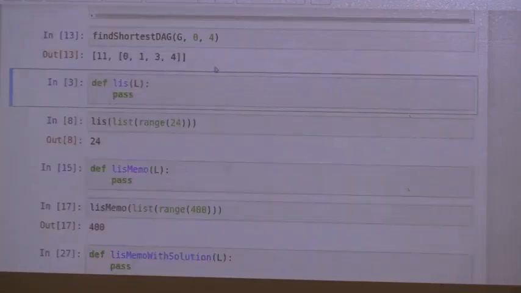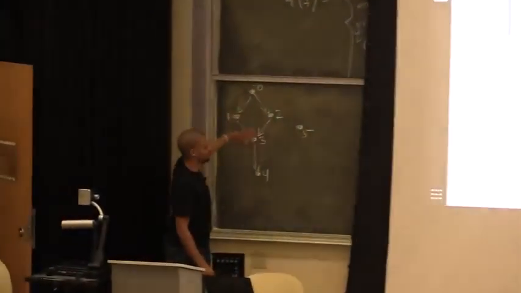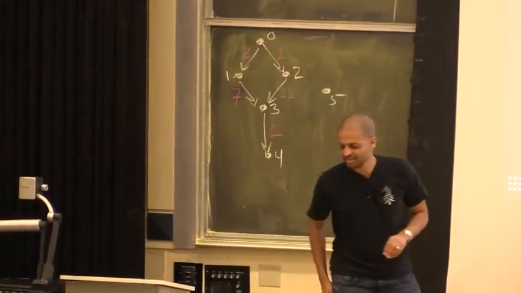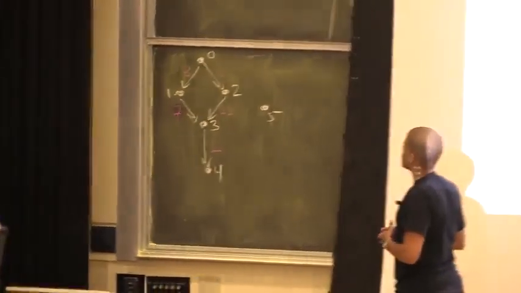Okay. So what this is saying is that the length of the shortest path in G from 0 to 4 has length 11, and it's the path 0, 1, 3, 4, which I believe is correct, right? So the shortest path from 0 to 4 is 0 to 1 to 3 to 4, which has total length 11. The other path would have taken me, I guess, 13. So this is the shortest path. Okay, so that's an example of reconstructing the solution.